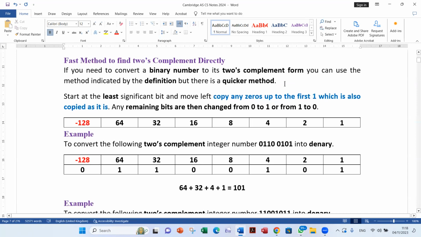However, there is a quicker method. Start at the least significant bit. So this is the fast method. Okay? Start at the least significant bit and move left. Copy any zeros up to the first one, and copy that first one as well. So you start from the right. If you have zeros, copy them the way they are until you get the first one, and copy it the way it is. And afterwards, start flipping. Any remaining bits are changed from 1 to 0 or from 0 to 1. Okay?